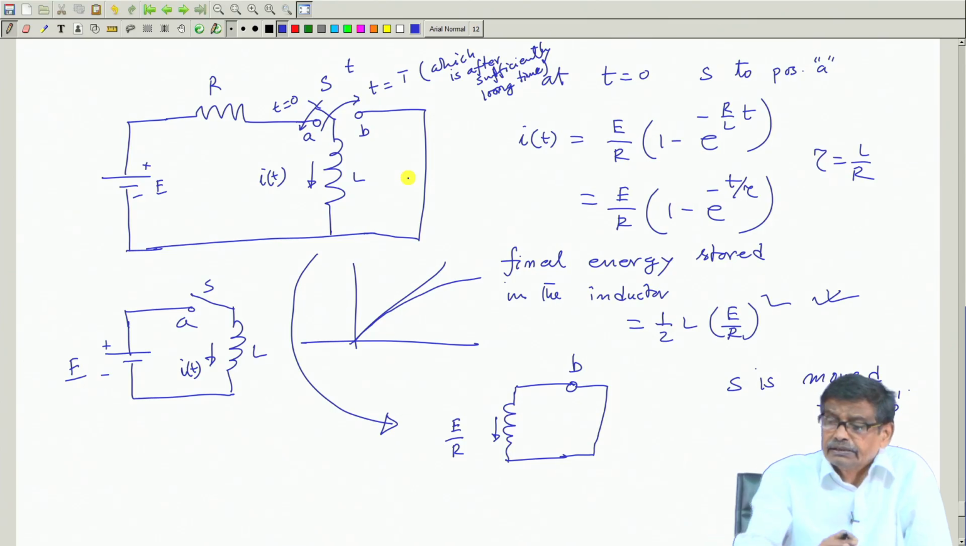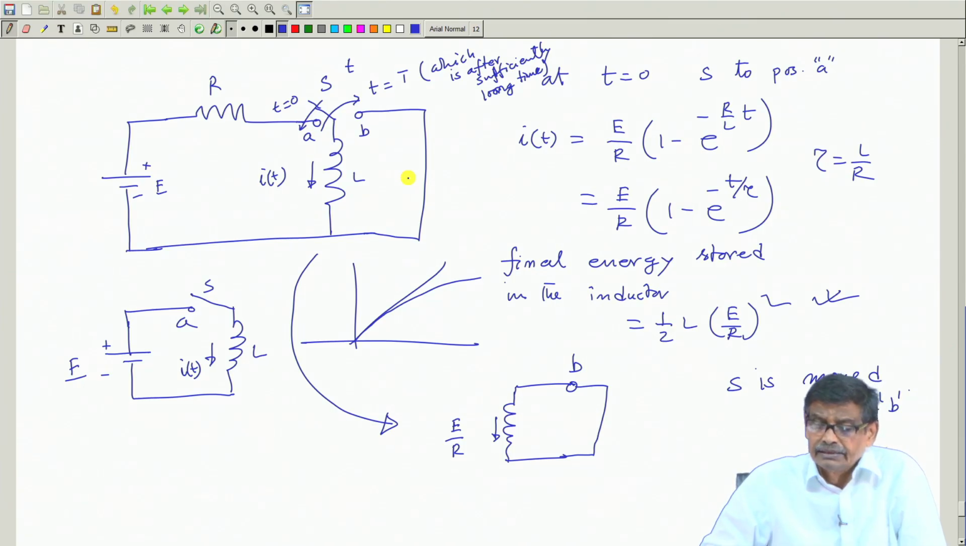Therefore, this is the charging of an inductor, and I thought I will tell you about the capacitor in this lecture. It is not possible. Then in the next class, I will talk about discharging of an inductor and then take a deeper look into another energy storing element, that is the capacitor. Thank you.